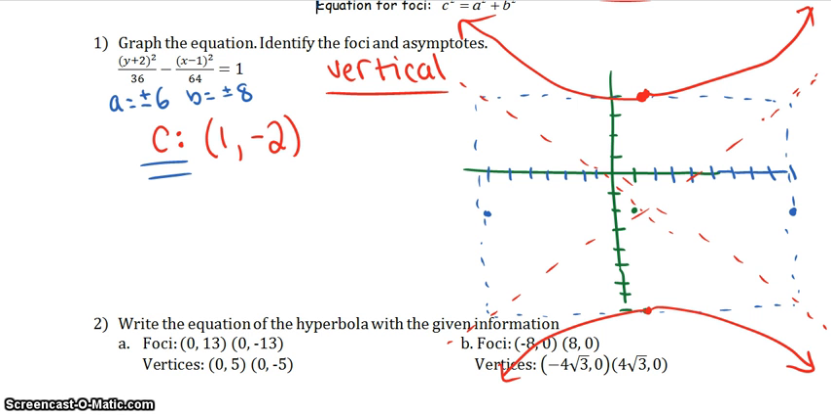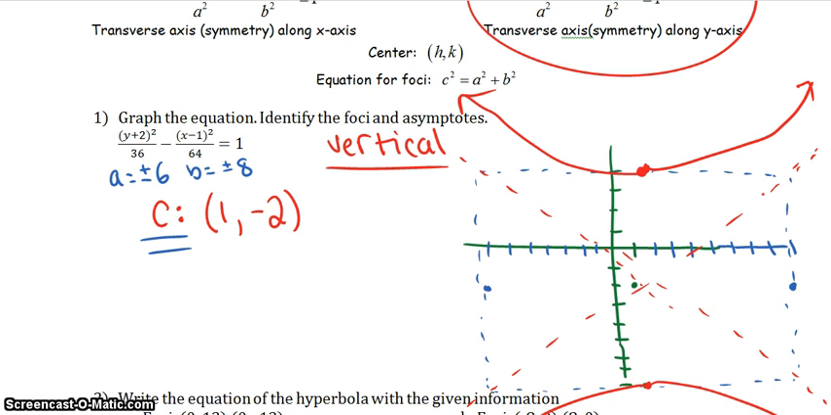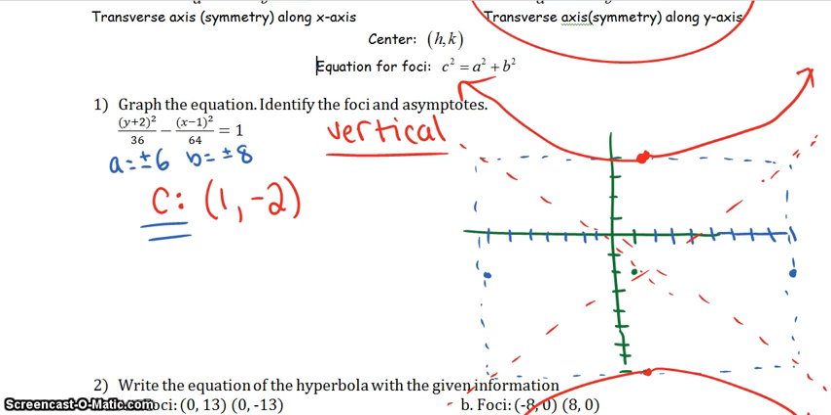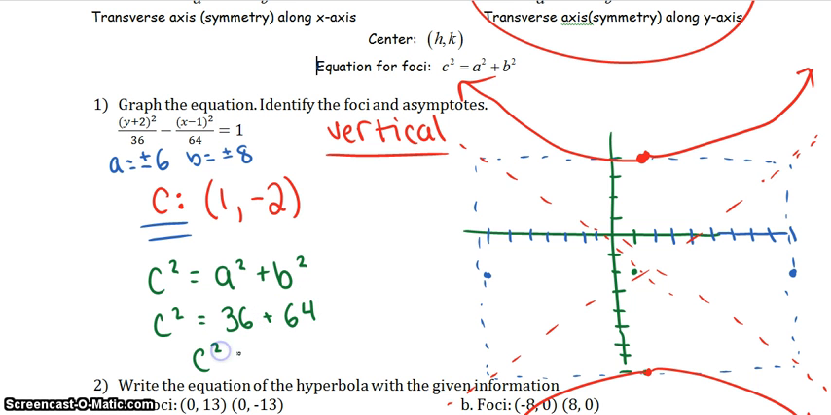Last step, as always, will be to graph the foci. Keep in mind, for the hyperbola, our equation for foci is c squared equals a squared plus b squared, not subtraction like the ellipses. So we plug in our a squared is 36, our b squared is 64, and 36 plus 64 gives you 100. So c then is plus or minus 10. And since we're going in the y direction, it's going to be 10 units from the center, specifically 10 units up or down.